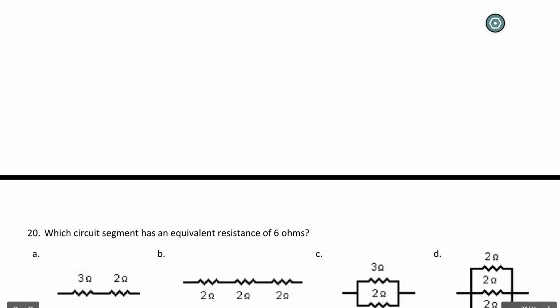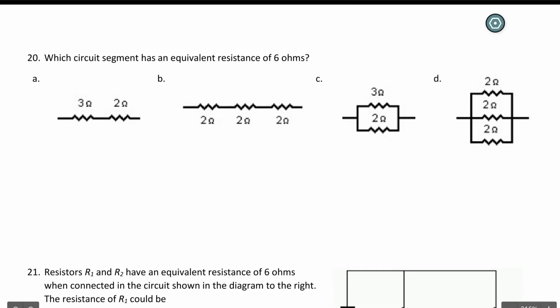So number 20, multiple choice. Which segment has an equivalent resistance of 6 ohms? So you could take a look. A, just normal series, 3 plus 2 is 5. B, there it is, 2, 4, 6. All right, so R1 plus R2 plus R3 in a series circuit, that's going to be 6.